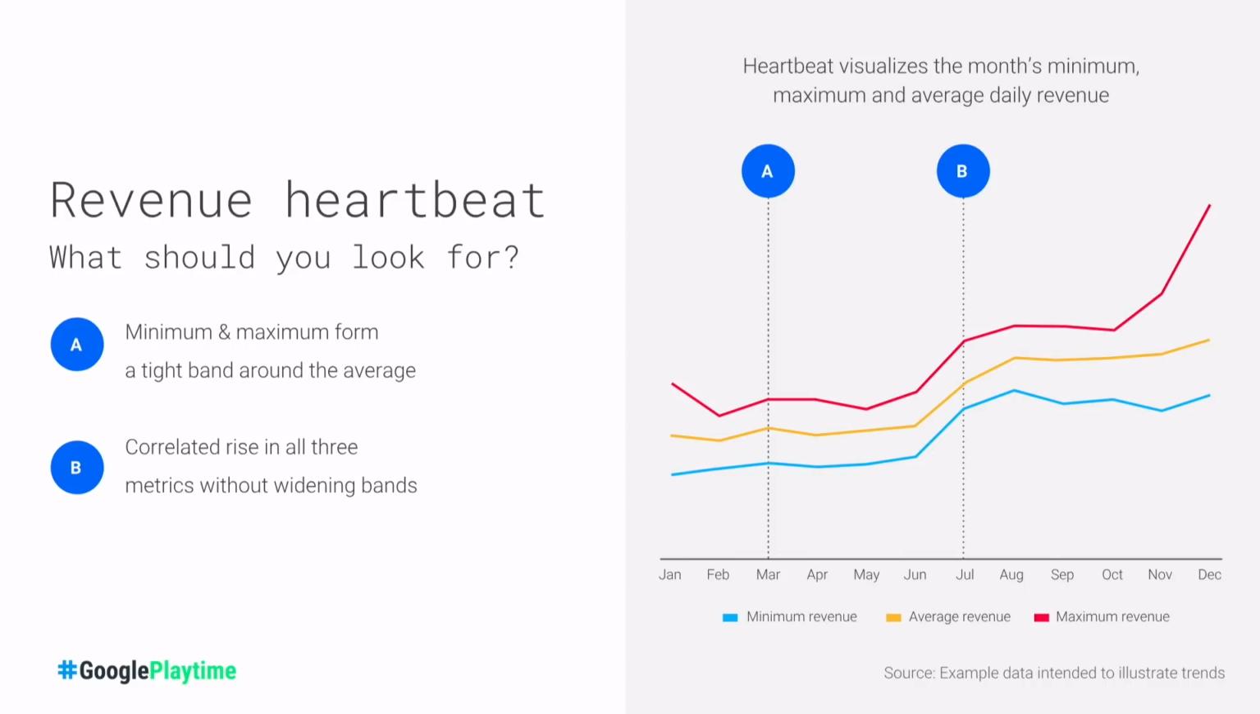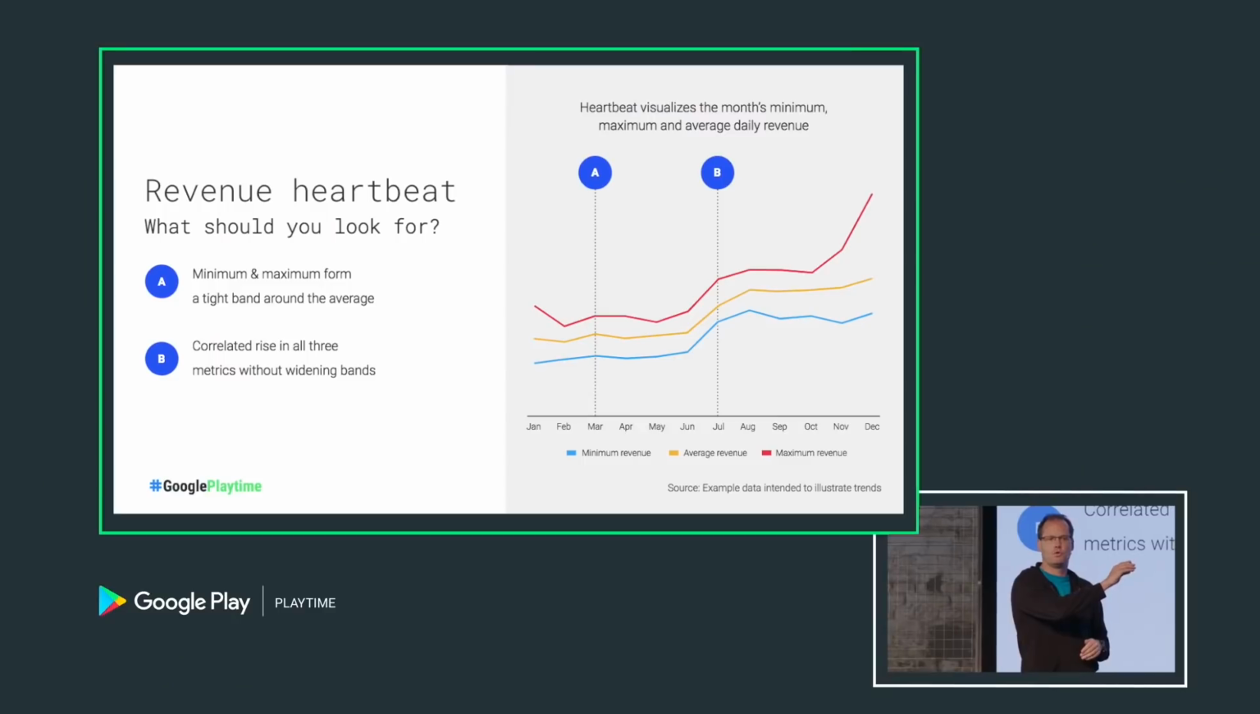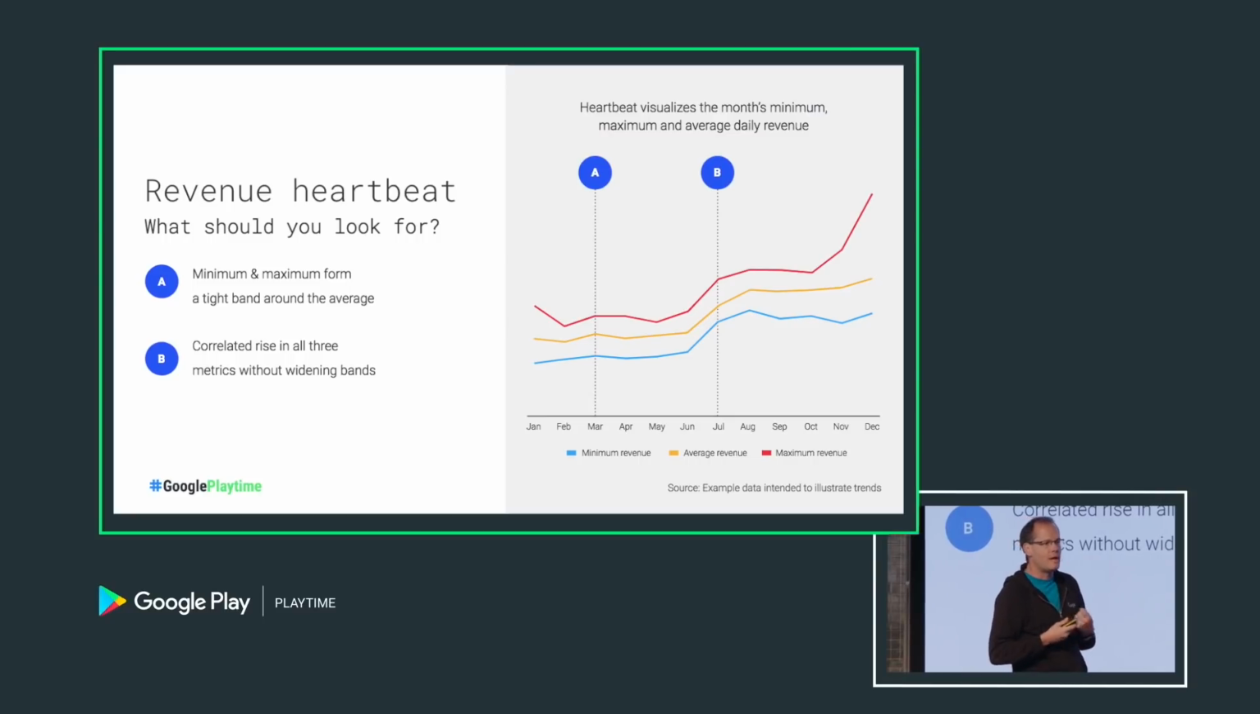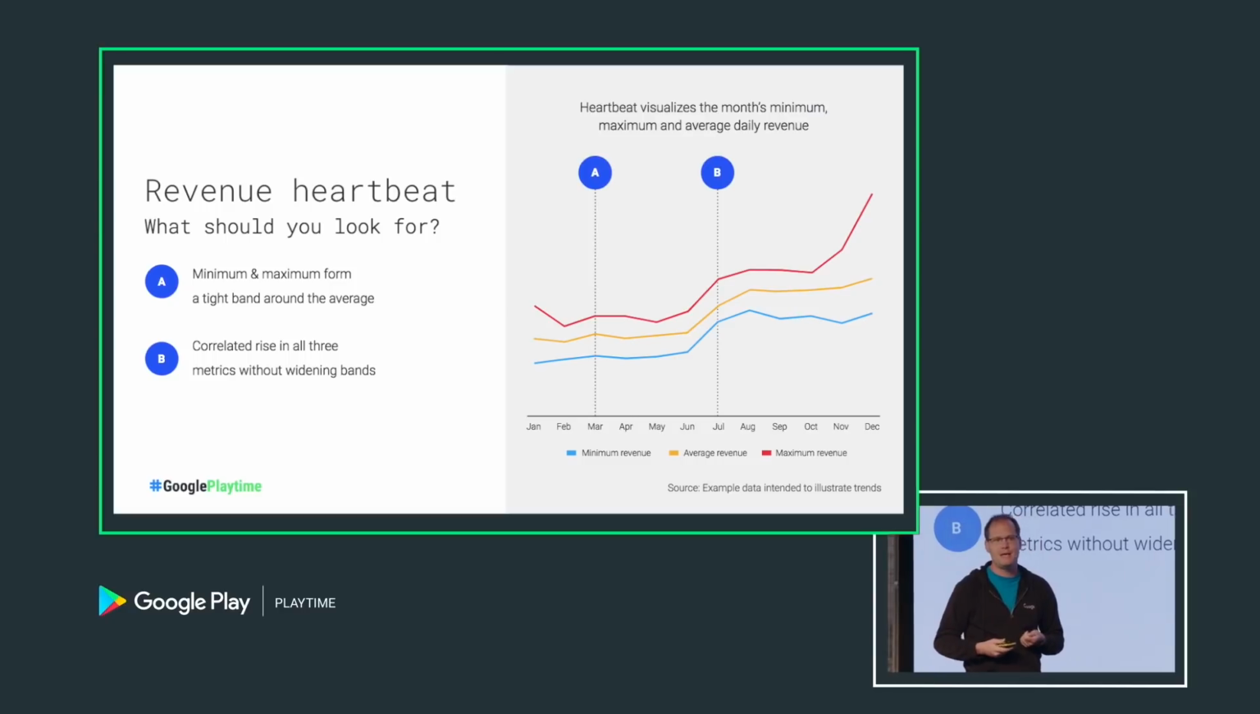And ideally with the revenue heartbeat, what we're really trying to see is that the min and the max form a tight band around the average. That you don't see any wild variations on a month-by-month basis, you don't see any divergence. And that as your average revenue is growing, you're seeing that the bands themselves are not inherently widening. Because this ensures that you're stimulating the right kind of demand on a day-by-day basis, and that your players are engaging heavily and engaging consistently.